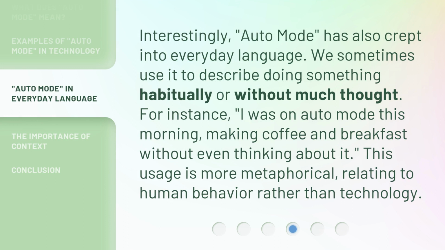Interestingly, auto mode has also crept into everyday language. We sometimes use it to describe doing something habitually or without much thought. For instance, I was on auto mode this morning, making coffee and breakfast without even thinking about it. This usage is more metaphorical, relating to human behavior rather than technology.